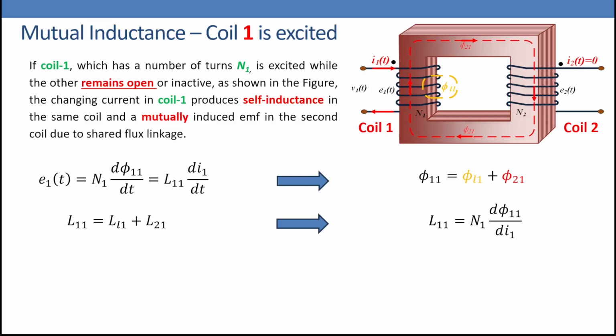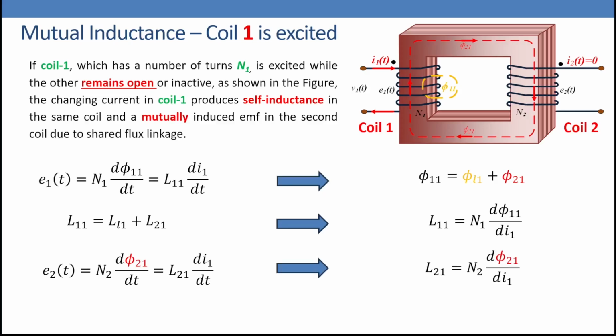But L21 is N2 dφ21 by di1. So the number of turns N2 is due to the current I1. So we have two inductances here. The self-inductance of this coil in total will be L11 equals N1 dφ11 by di1, so the flux due to the current I1.